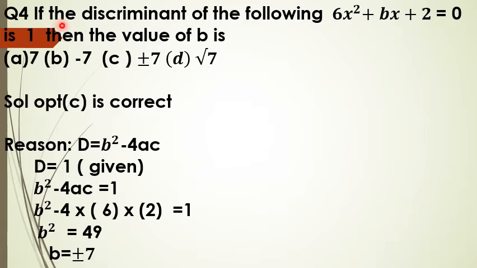Let us come to question number 4. If the discriminant of the following quadratic equation 6x square plus bx plus 2 equals to 0 is 1, then what is the value of b? Here we have to find which option is correct. In the question it is given that the discriminant is equal to 1. As we know, the discriminant is given by b square minus 4ac, and here D is equal to 1. It means b square minus 4ac is equal to 1. On putting all the values, here we get b is equal to plus minus 7. So here our option C is correct.